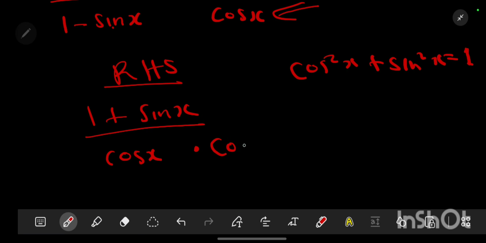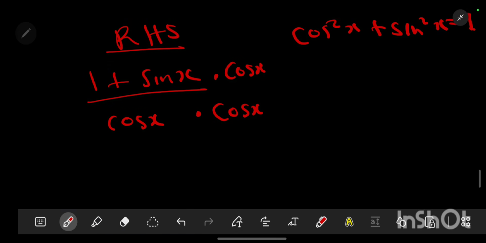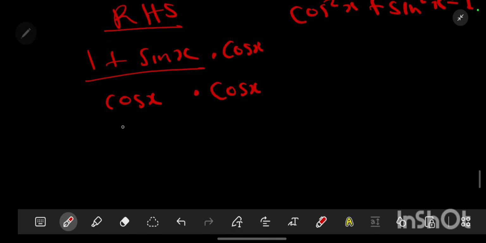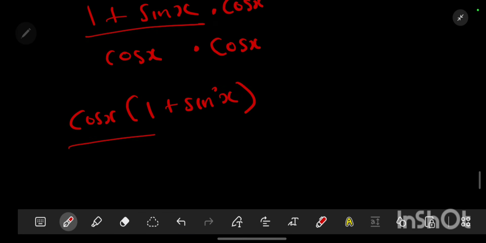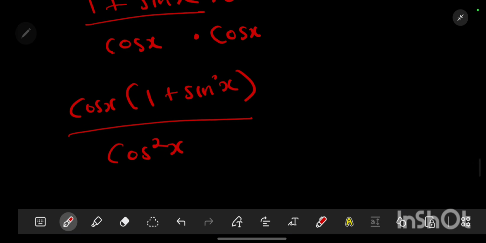So you are going to say cos of x on top and cos of x on the bottom. Just be careful, this will be outside the bracket, so it will be cos of x, open brackets, 1 plus the sine of x. Over, we have cos x times cos of x, which is cos squared x.